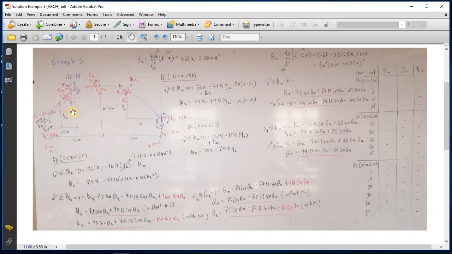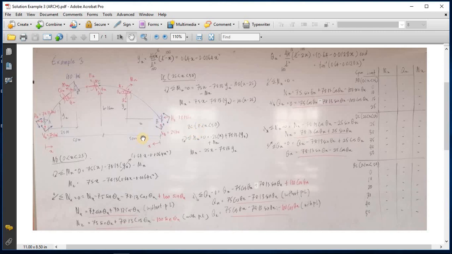Based on this load arrangement and support condition, we have 3 cut sections. The first is A to D, with a range of 0 to 25 meter, another is D to C, which is 25 to 50, and the last cut section is 0 to 50, where x is measured from B. For the first 2 cut sections, x is measured from A, and for the last cut section, we measure x from B.